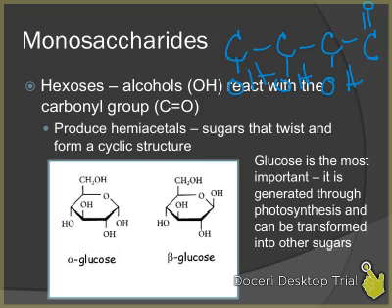Well, what can happen in a hexose is these hydroxides are called alcohols, these OH groups, and basically what these do is these react with the carbonyl group, and they produce a hemiacetal, which basically means they're going to start to wind and twist around each other until they form a cyclic structure, which is honestly a sugar, and it's a hexagon, so it has 6 sides because it contains 6 carbons, and so we call these hexoses for their 6 sides. Glucose is the most important. It is generated through photosynthesis and can be transformed into other sugars by different processes.